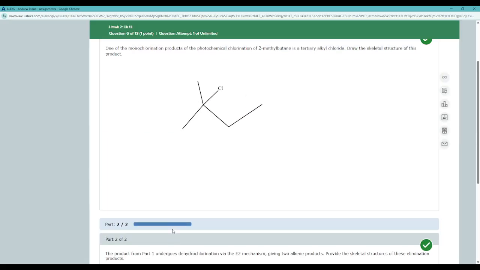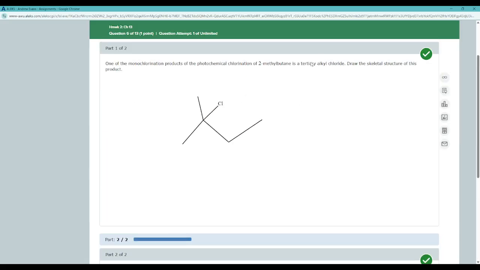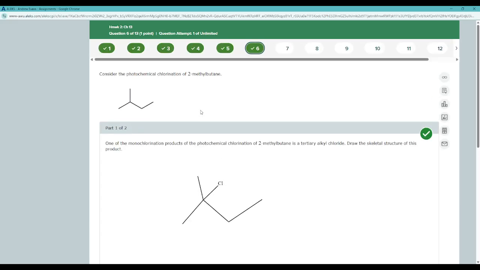So remember, tertiary alkyl chloride: we have a chlorine on a tertiary carbon.